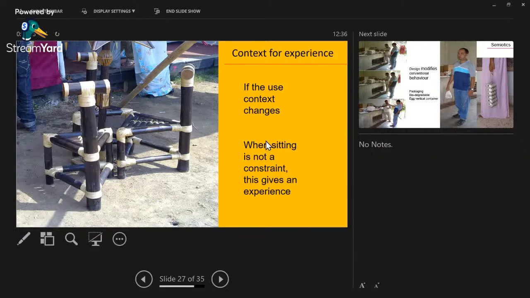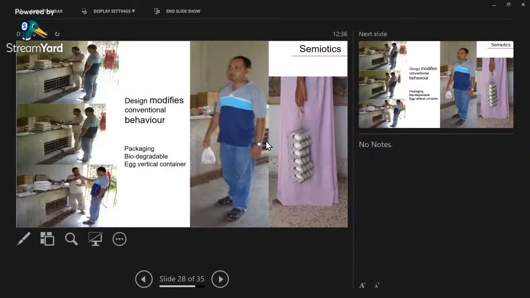But if the context changes and we don't need to sit for a longer time, then when sitting is not a constraint, this gives an experience. I can approach from any side. I can even sit keeping both legs on both sides, or sit with arm, back rest, and head rest kind of thing. So when the context changes, the sustainability of a design also takes that stage.